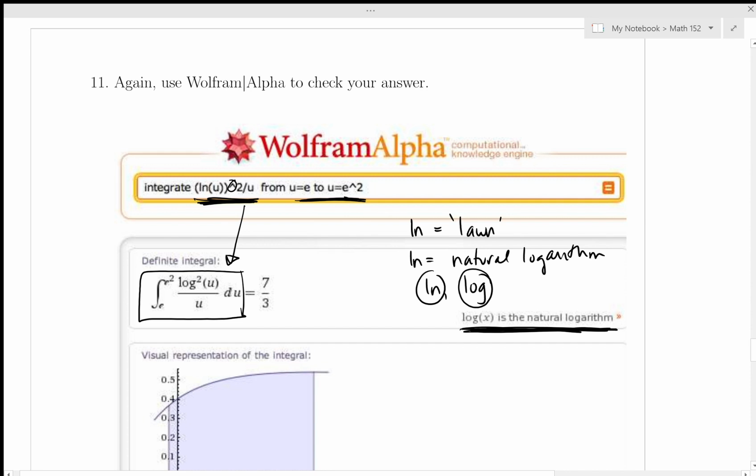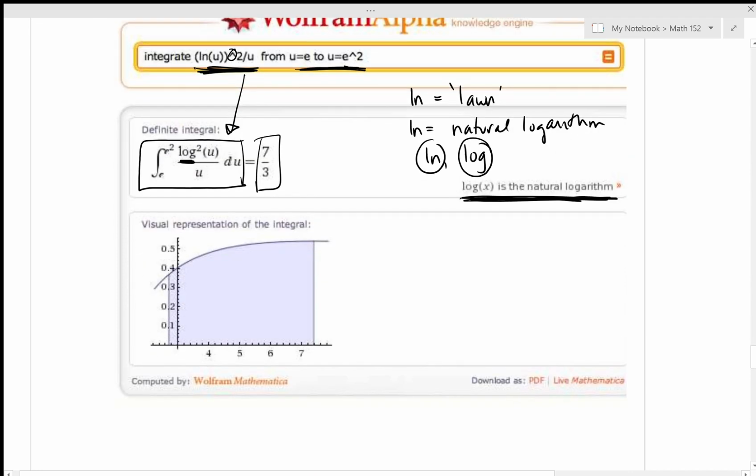Okay, so it has changed the ln to log. It's smart enough to know that, but it uses that notation. And then you can see that there's the answer, the same answer that we got. Okay, it gives you a visual representation, so you can check. I encourage you to do that.